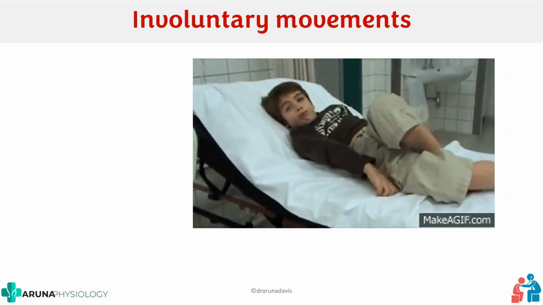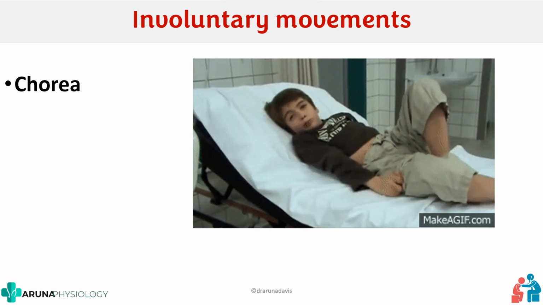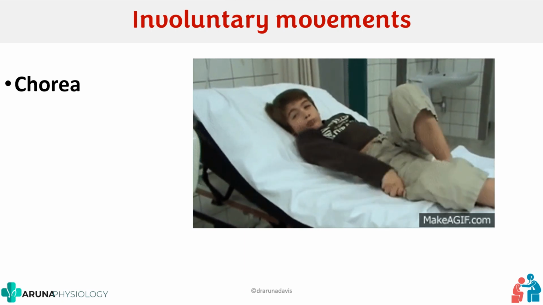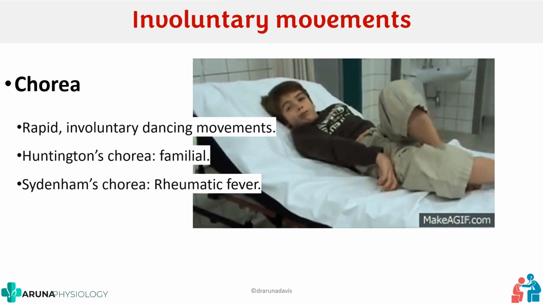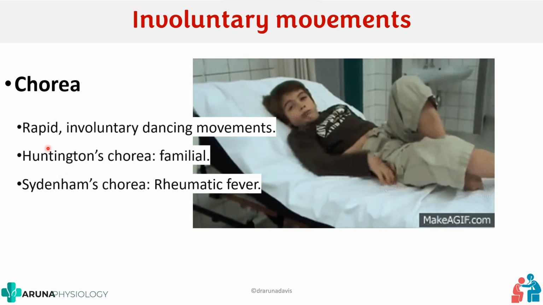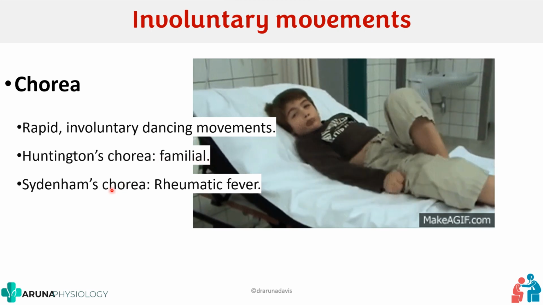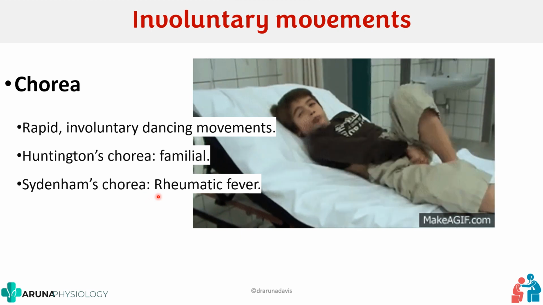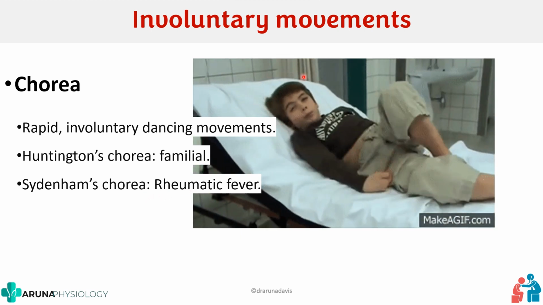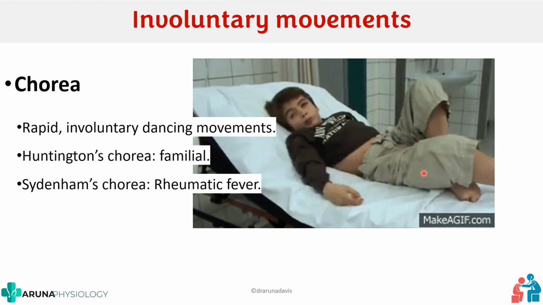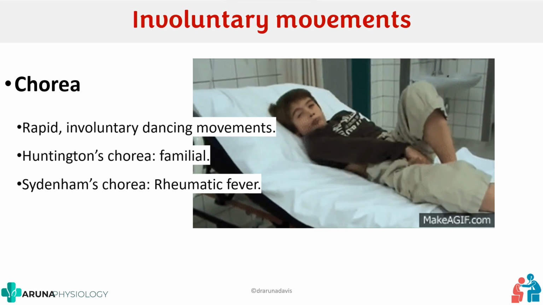The next involuntary movement that you have to check for is chorea. Chorea is basically an involuntary dancing movement which can be due to many reasons. It is a rapid involuntary dancing movement. One important cause is Huntington's chorea, which is usually familial. The next one is Sydenham's chorea, and the cause is rheumatic fever. This is a picture showing Sydenham's chorea, which is usually due to rheumatic fever. You can see that there are involuntary dancing movements.